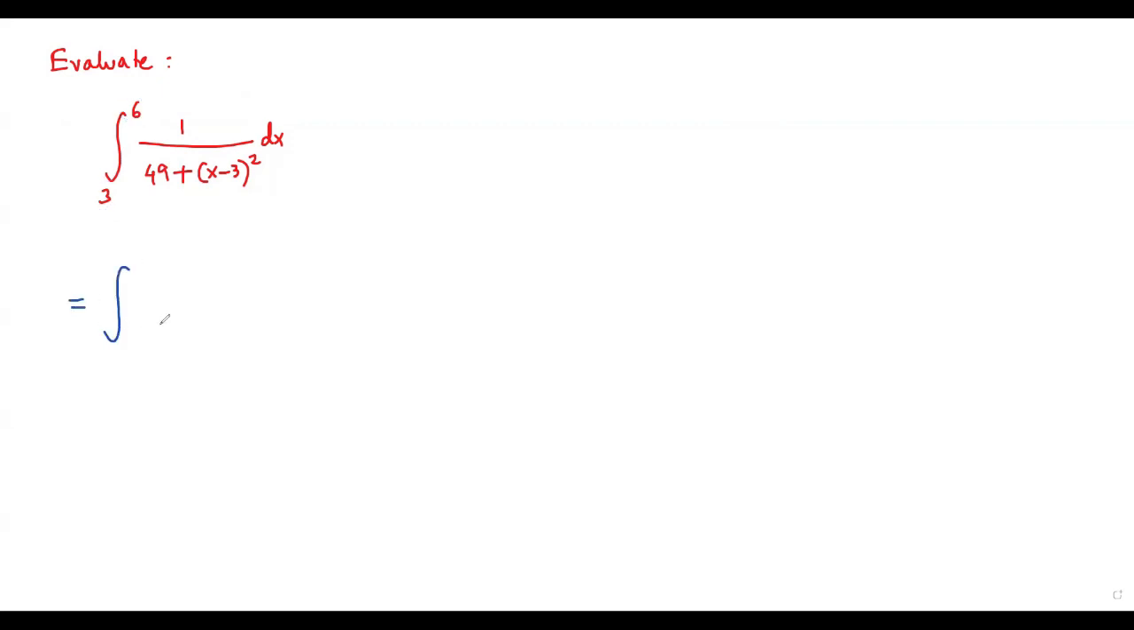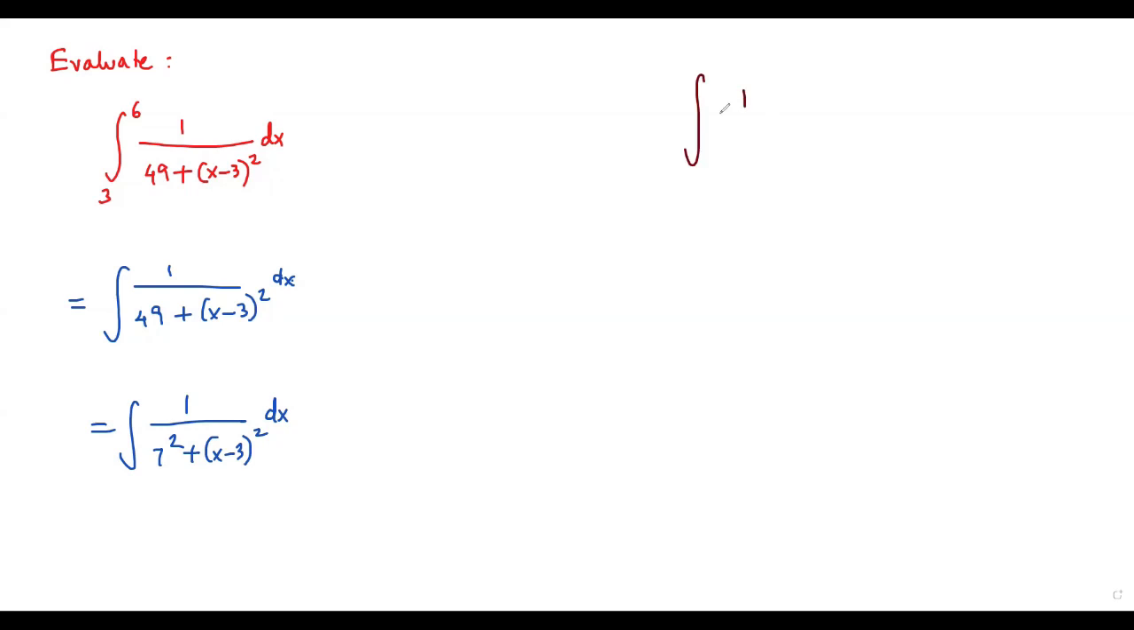Okay, now let me start with the indefinite integral. That is, integral 1 over 49 plus (x minus 3) the whole square times dx. Let me write over here. Integral 1 over, I'm going to write this 49 as 7 square plus (x minus 3) the whole square dx. Now let me recall a formula in integration, that is, integral 1 over a square plus x square times dx. Whenever we integrate a function in this form, 1 over a square plus x square, where a is a constant, its integration is 1 over a times arc tangent of x over a plus c.